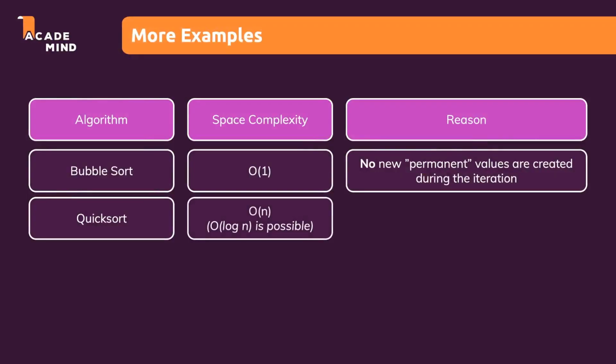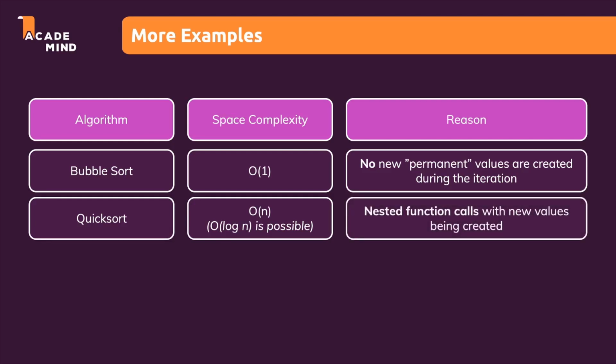Though I will say, theoretically, you could achieve O logarithm of n. This is possible with a slightly different version of the algorithm, which you also find below this video as an example. So because of these nested function calls with new values that are being created, we have O of n, or with a little optimization in a different approach, O log of n. So here we have a different space complexity. And you can already see the pattern that recursion typically gives you not constant space complexity, but instead linear space complexity often. Now let's have a look at one last example, and that's merge sort.